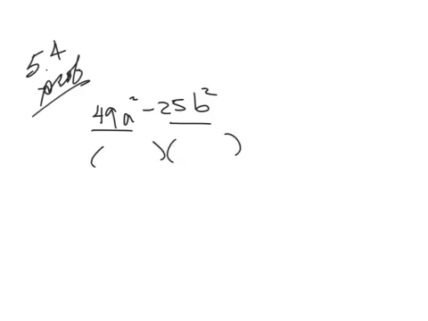So let's start out simple with 49a squared minus 25b squared. This is number 14. Can I take the square root of that? Yes. Can I take the square root of that? Yes. So I make my two parentheses, write the square root of 49a squared, write the square root of 25b squared, plus, minus, done.